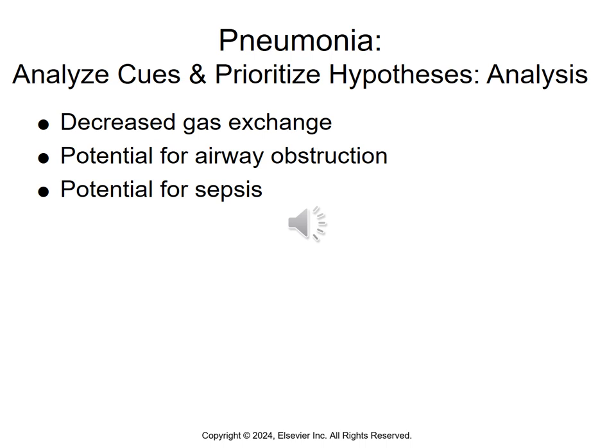Prioritizing hypotheses. So there's a potential for decreased gas exchange due to decreased diffusion at the alveolar capillary membrane, potential for airway obstruction due to inflammation with excessive mucus secretions, fatigue, and muscle weakness, potential for sepsis due to the presence of microorganisms in the very vascular area of the lungs, and then reduced immunity in our immunocompromised population or older adults, and then potential for consolidation of infection in the pulmonary space that can spread from the lungs into the area between the visceral and parietal spaces.